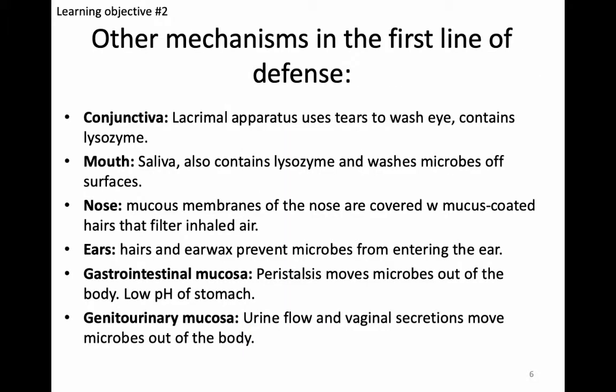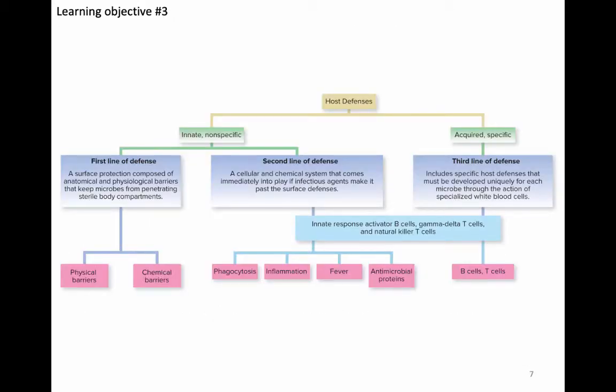Listed here are other mechanisms in the first line of defense. Their collective goal is to keep microbes out of the host. If a microbe is able to penetrate the first line of defense and enter the host, so it gets past these physical and chemical barriers, we then see activation of the second line of defense, which is still part of innate immunity. But the second line of defense will be a response to the microbes inside the host. The second line of defense's main players are phagocytes, we have inflammation and fever, and then we have the antimicrobial proteins called complement.